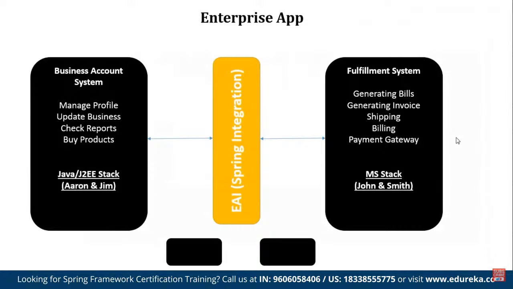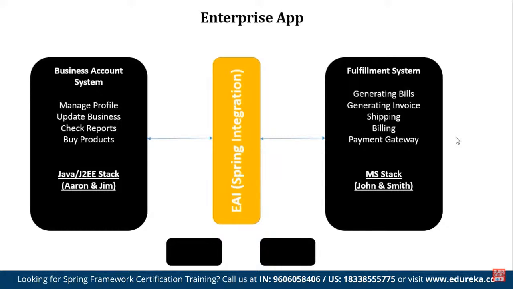Let's say one of the systems, a business account system, has some functionalities like manage profile, update business, check reports, buy products, which is built on top of the Java J2EE stack, and it is developed or maintained by some team. Then we have fulfillment systems, which take care of generating bills, generating invoices, shipping, billing, and payment gateways. This particular system is built on the Microsoft stack, but somehow they are part of one large enterprise, and they need to communicate with each other for some of the operations.